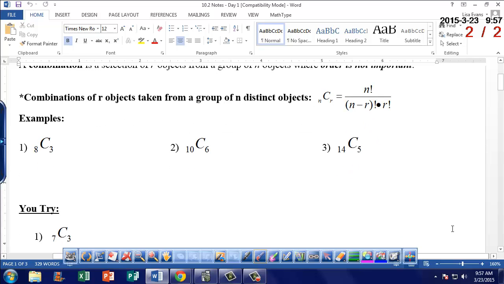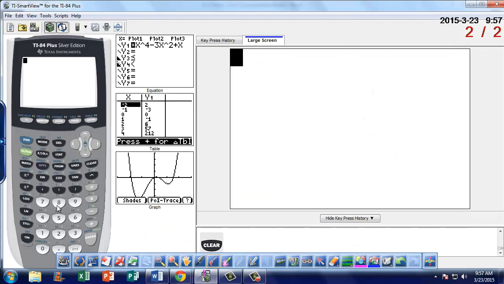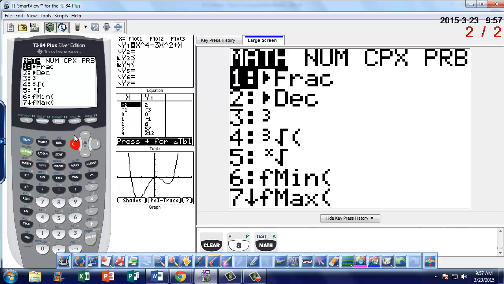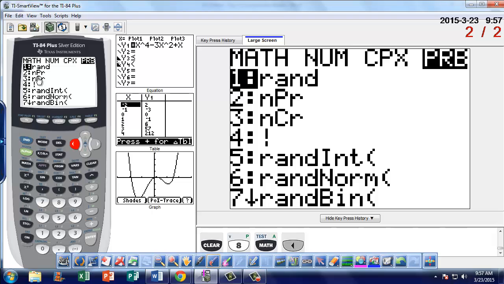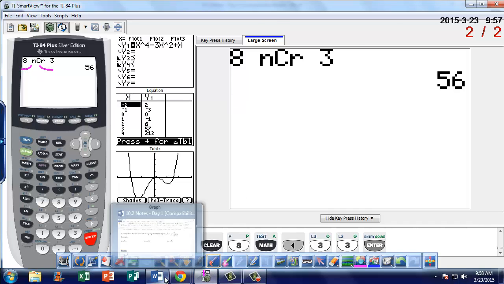So let's go ahead and just do some straight calculations. So this is 8C3. Let's go to our calculator. I'm going to put 8 in. I'm going to go to Math, go over to the Probability tab, and go down to the third one. That's our combination. So I did 8C3, so we're going to put 8 nCr 3. So this is telling N to be 8 and R to be 3, and hit enter. We get 56. Pretty easy, right?